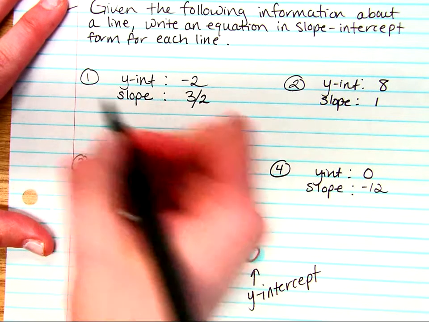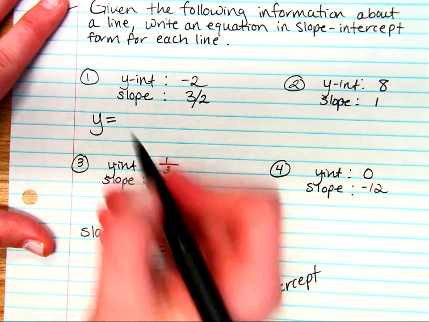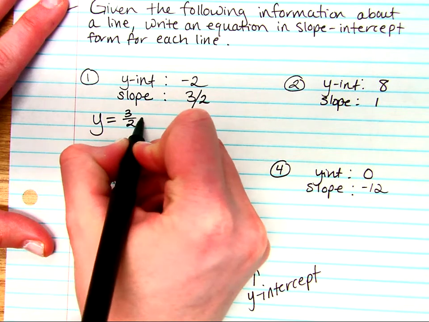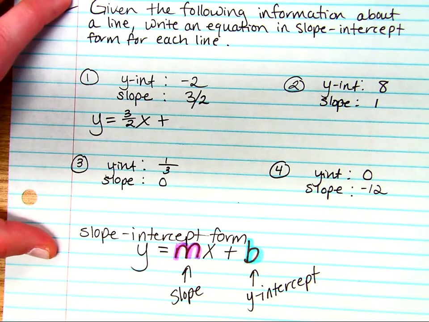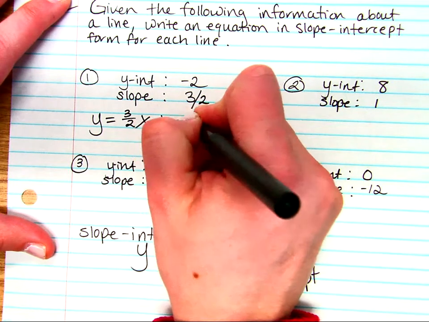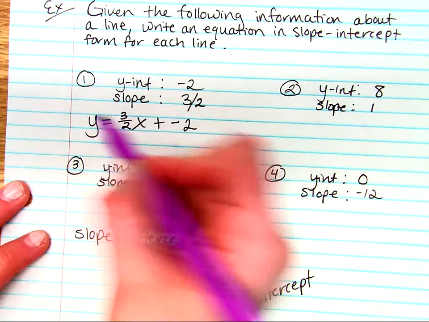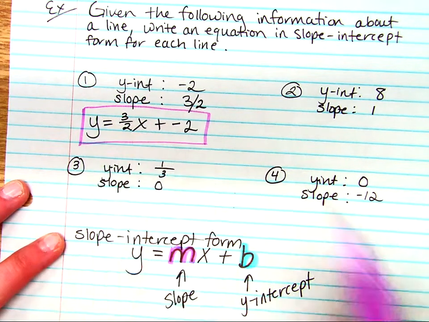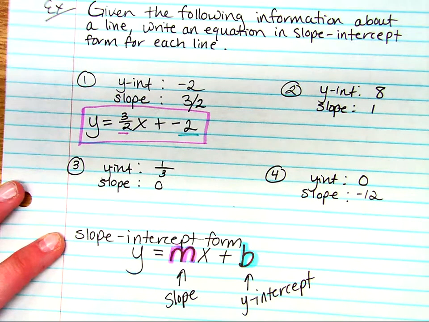Number one, I've got y equals, my slope is 3/2, so I'm going to replace M with 3/2. So 3/2 times x plus B. B is our y-intercept, which is -2. So I'm going to say plus -2. And that is my slope-intercept form. Notice this is my M, and this is my B.